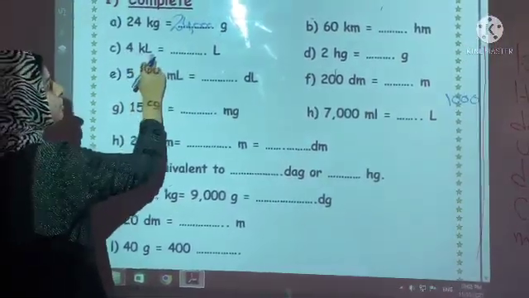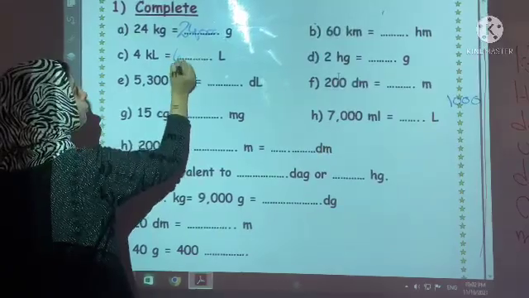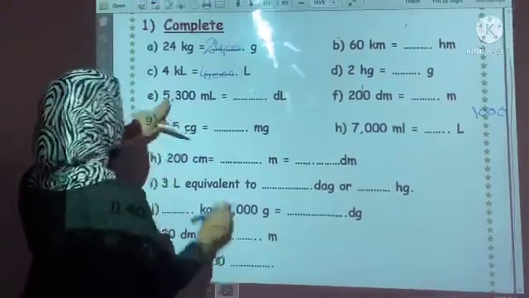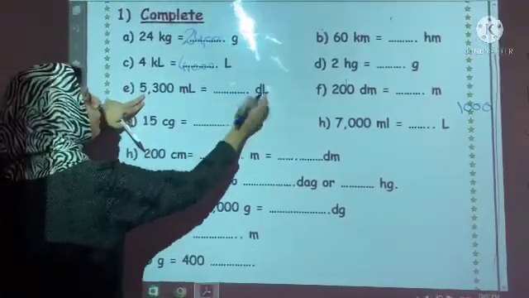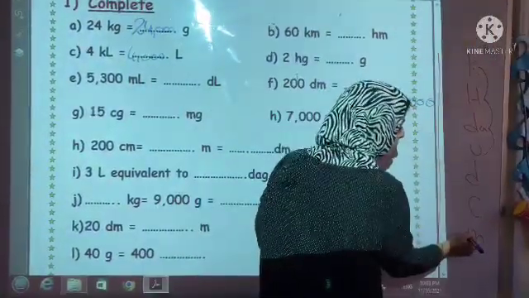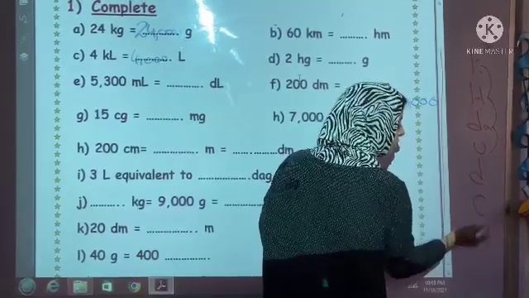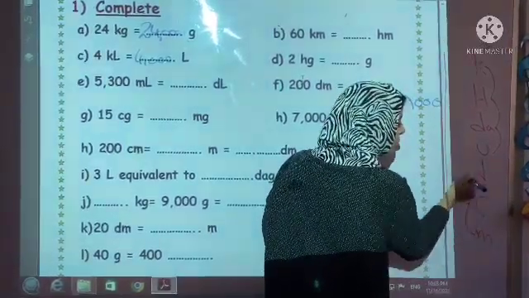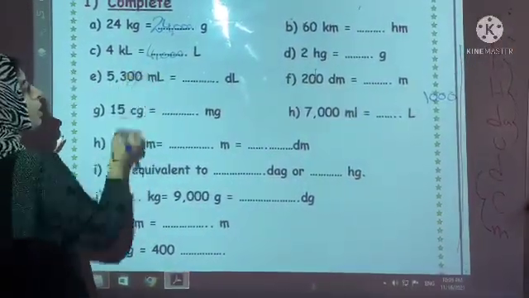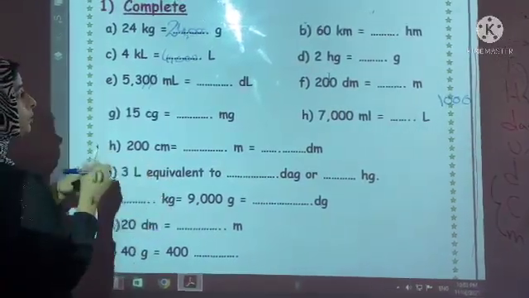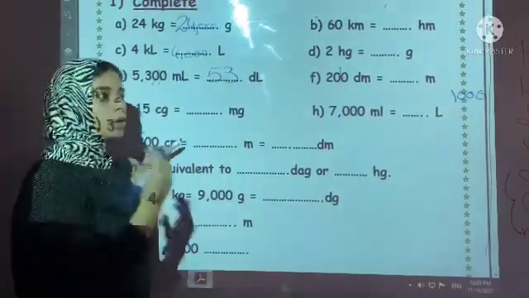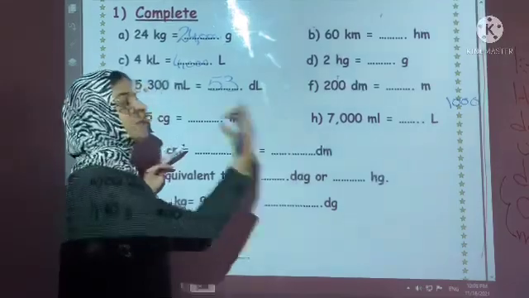And 4 kiloliter equals how many liter? It will be 4,000. And now I have 5,300 milliliter equals how many deciliter? So from milliliter to deciliter, that means I'll go from the smaller to the greater. That means I will go backward 2 steps. 2 steps mean 2 zeros. When I make this divided by 100, I'm gonna eat these 2 zeros. It will be 53. So Junior 4, times gives zeros, but divided eats zeros.